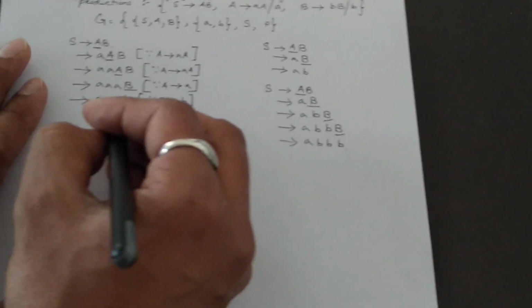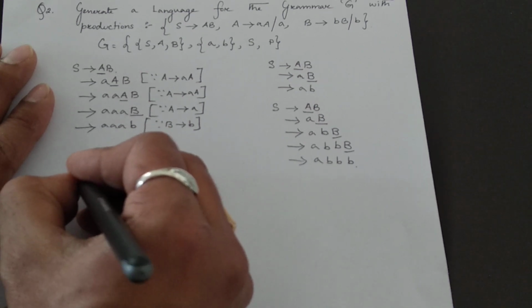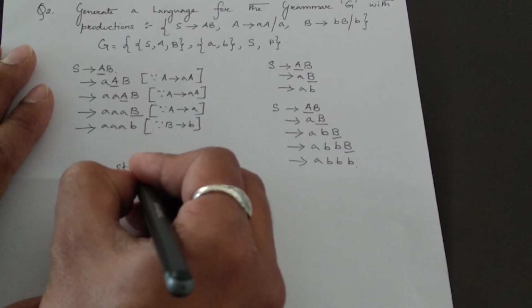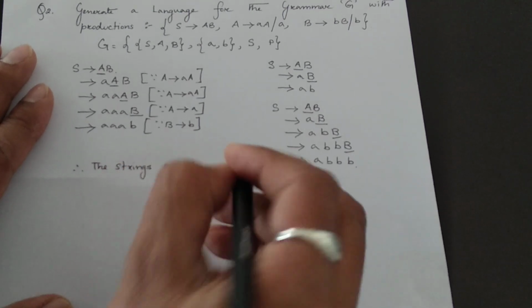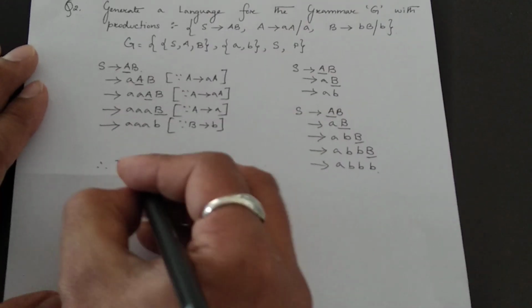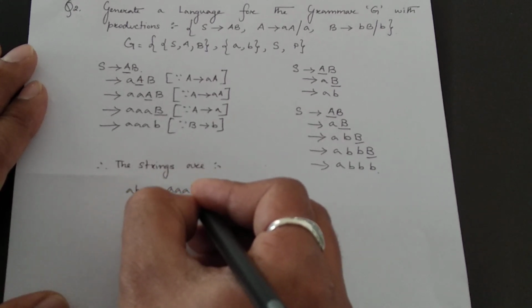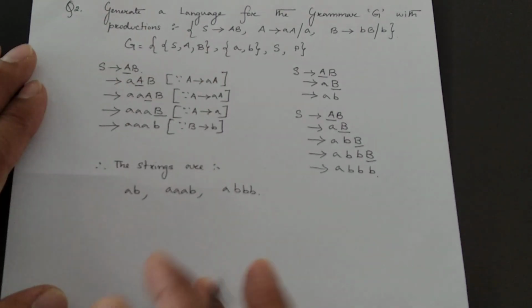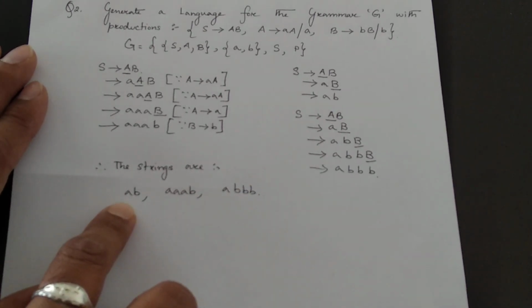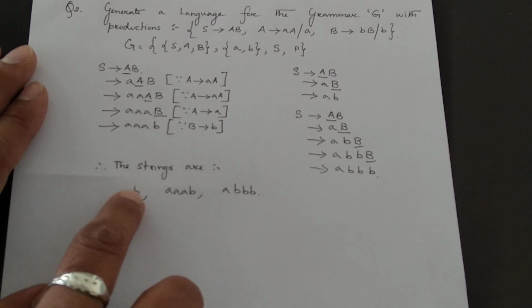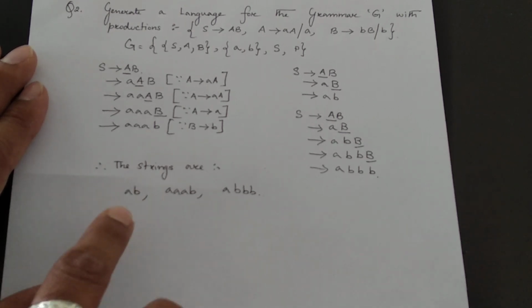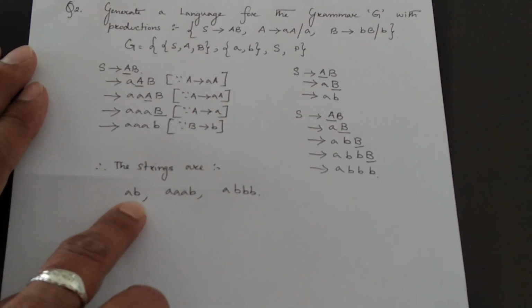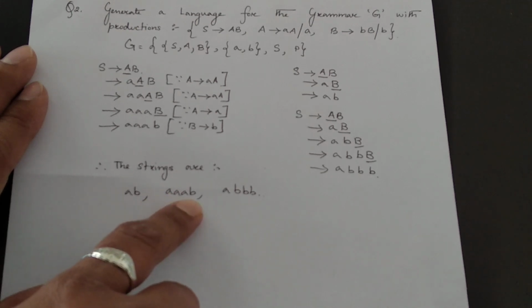So what kind of strings are you getting? Basically, I have concentrated only on 3 strings, that is ab, aaab and abbb, correct? So you can also try n number of times. Then the number of a's and number of b's will never be equal, only in the first case. Suppose a to the power m and b to the power n is the language I am finding, then m and n will be equal only for one case, that means ab. Otherwise, everywhere the m and n values will be different.